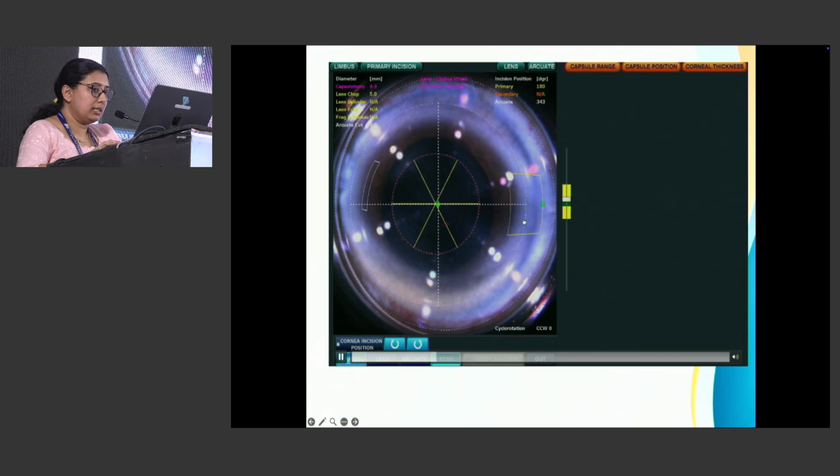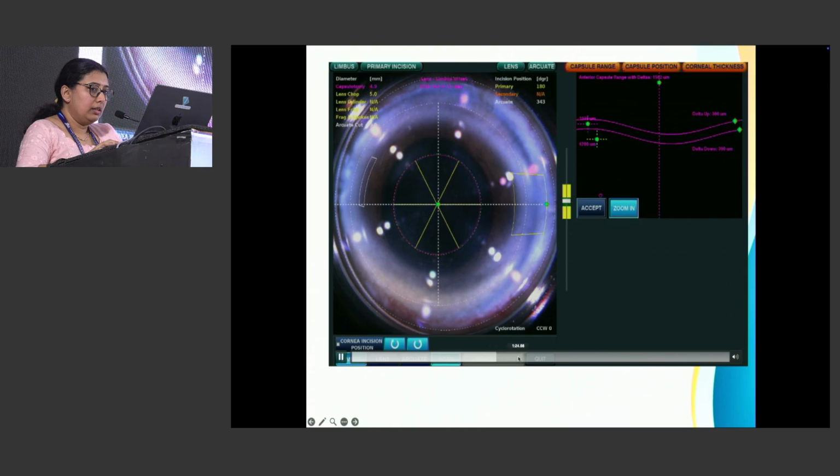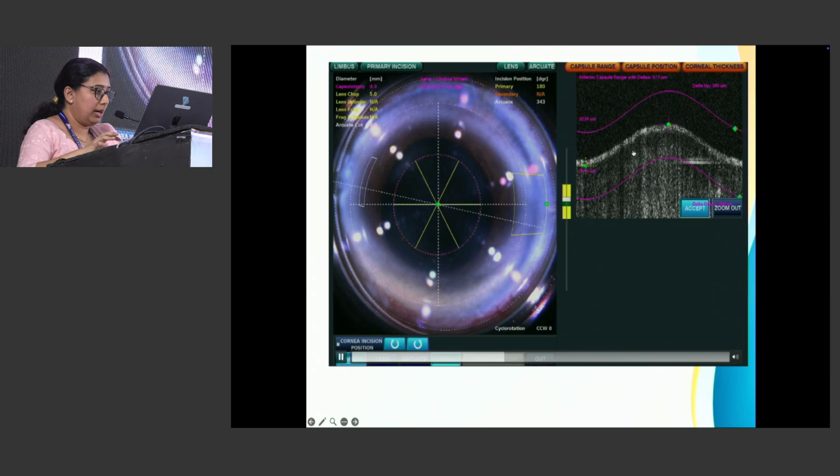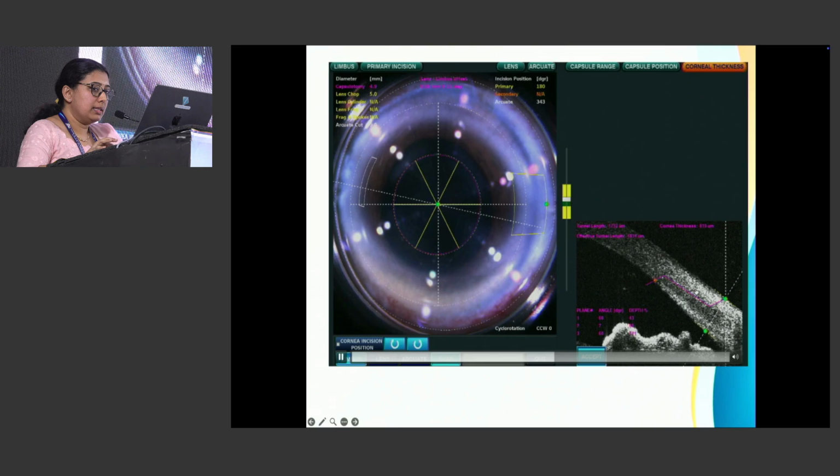We can customize the incision positions. This is a primary incision and the side port incision. Now here we can customize the depth of the capsulorhexis. This is the size and customization of the main incision.